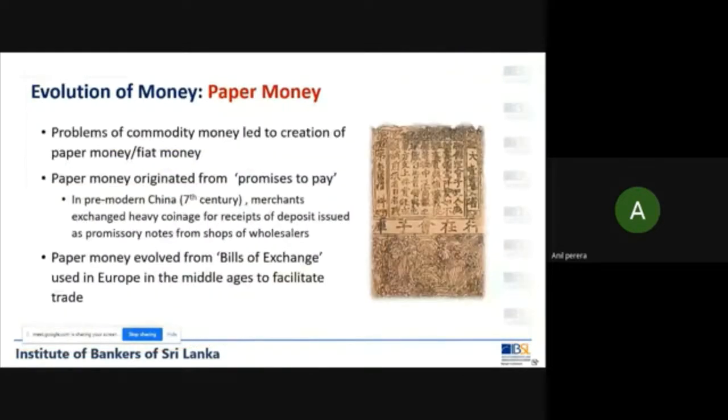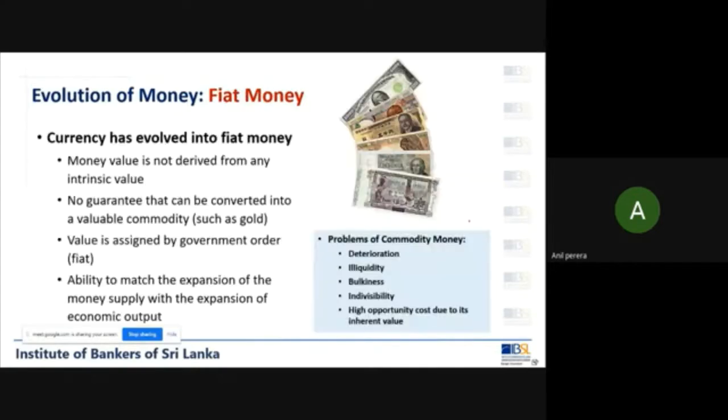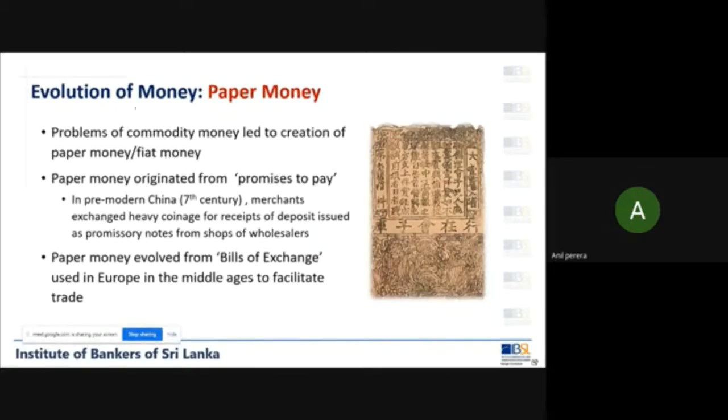Later, this money was basically supplemented by paper money. Why was that? Commodity money naturally has some issues, problems. I think in the next slide I have given you these problems. I'll come back to that point. So problems of commodity money led to creating paper money.